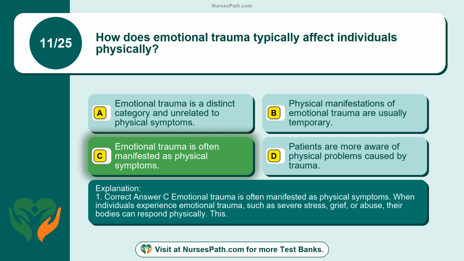Correct answer C. Emotional trauma is often manifested as physical symptoms. When individuals experience emotional trauma, such as severe stress, grief, or abuse, their bodies can respond physically.